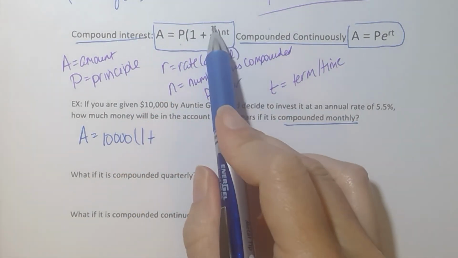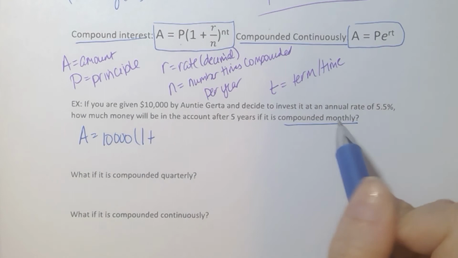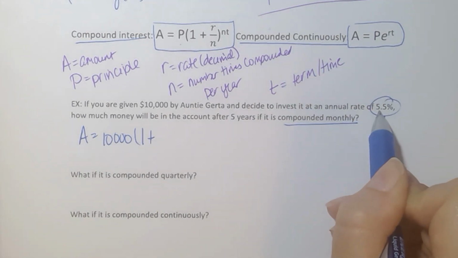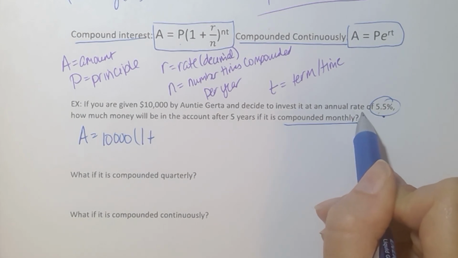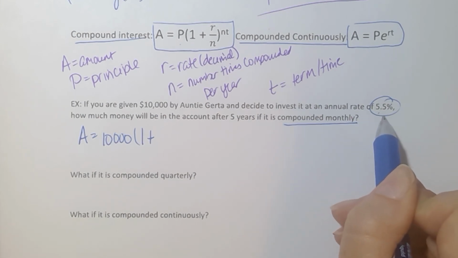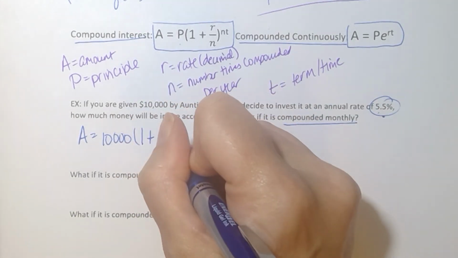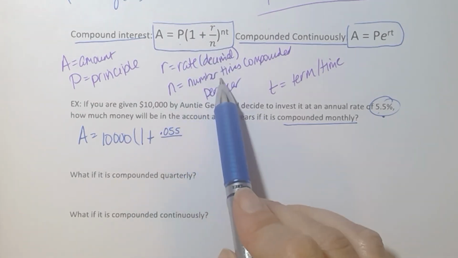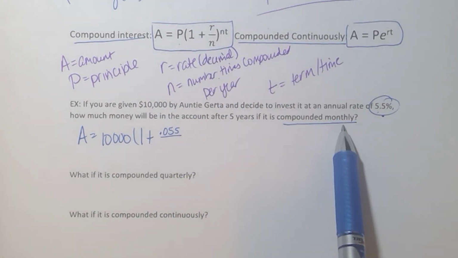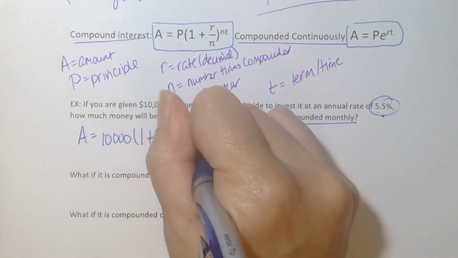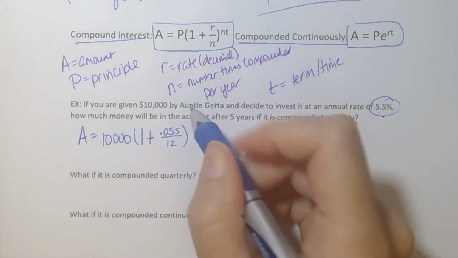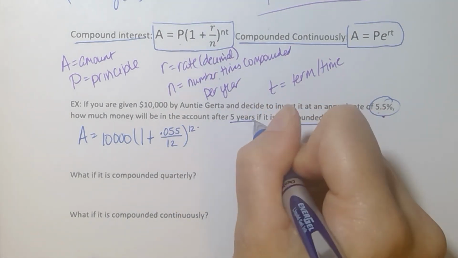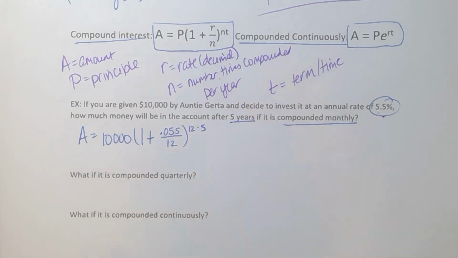1 plus R is our rate, but we need to write it as a decimal. My rate is given as 5.5%. Change that percent to a decimal by moving the decimal place 2 places to the left, as this is 5.5 out of 100, or divided by 100. So that's 0.055. Over N, where N is the number of times compounded per year, I'm told it's compounded monthly and there are 12 months in a year. This is all raised to the NT power. Well, N we just said is 12. T is the time we're leaving it invested, in this case 5 years.